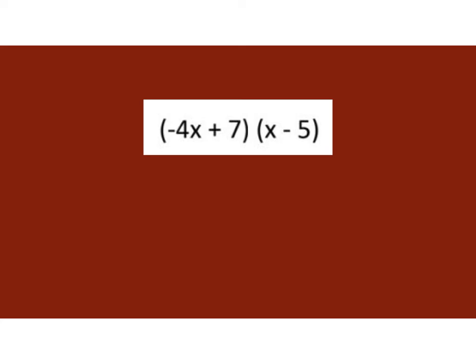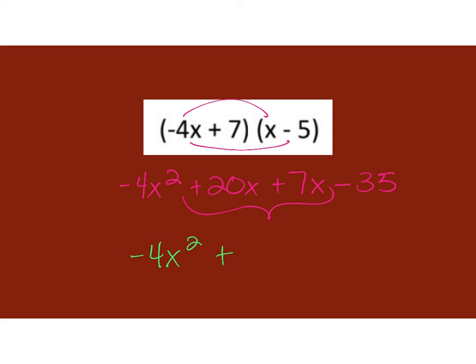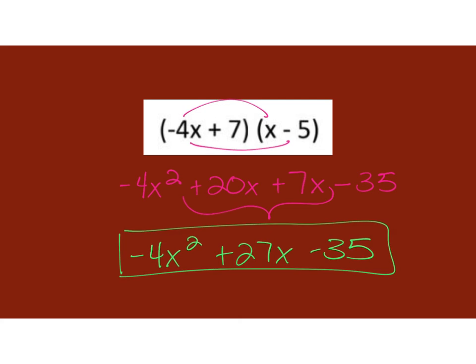All right, let's continue on. First would be negative 4x times x, so this would be negative 4x squared. Outer would be plus 20x. Plus 7x minus 35. Again, we have those two middle terms that can be combined together. So we have negative 4x squared plus 27x minus 35. Once again, we have it simplified and in standard form.